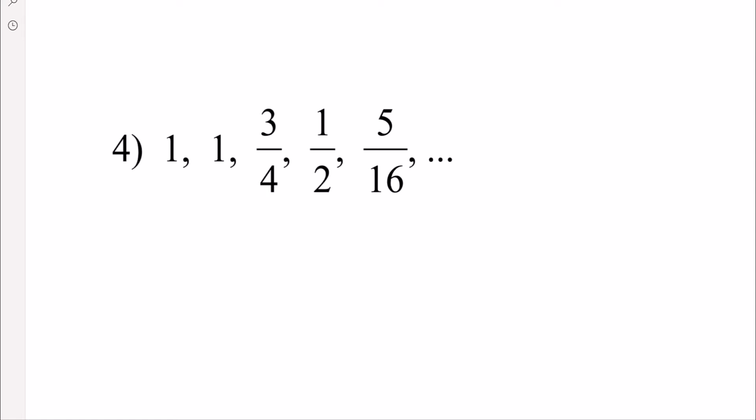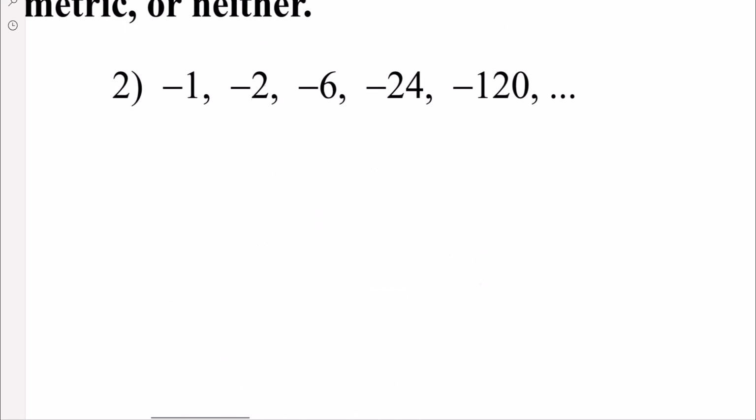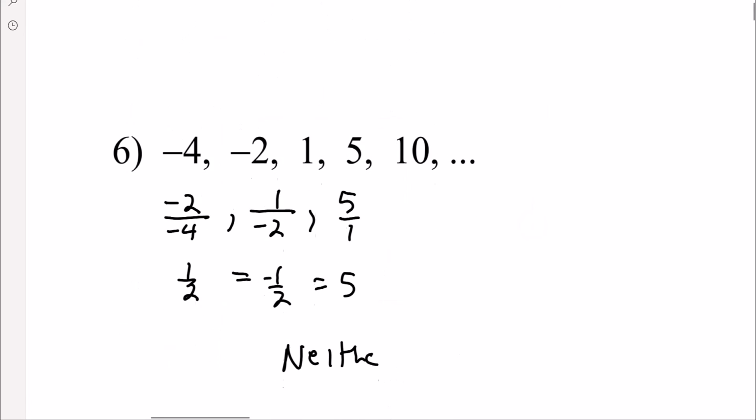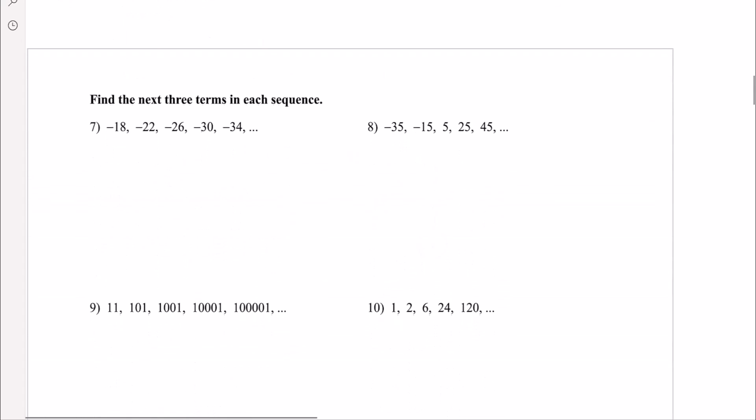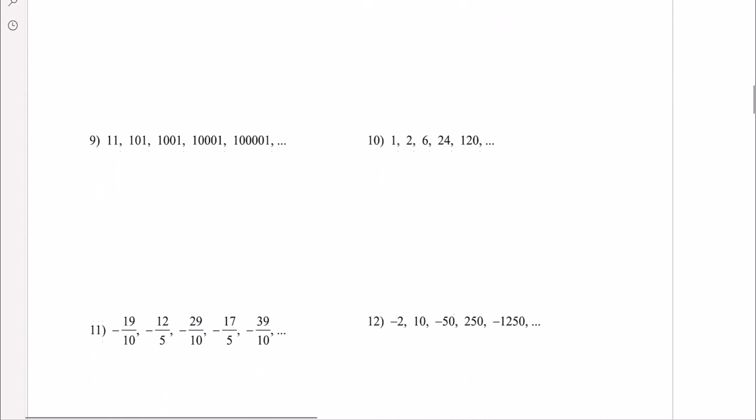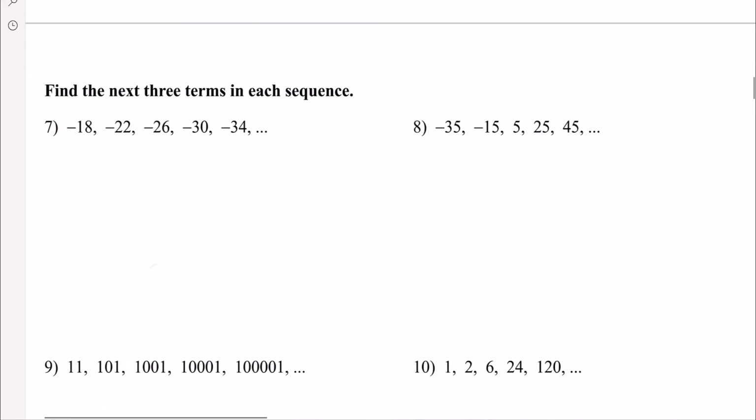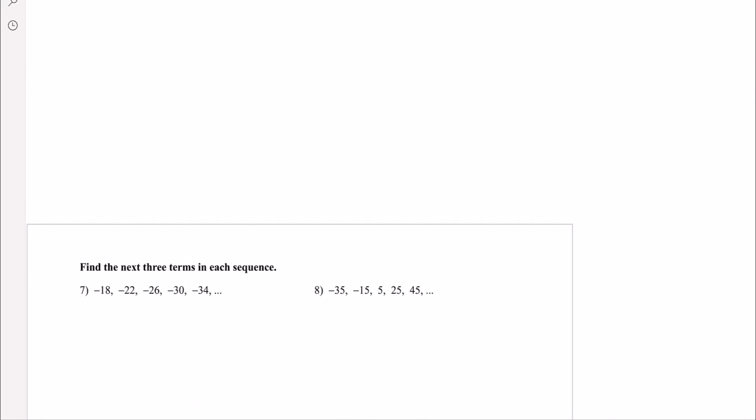Well, I can already tell this is going to be a neither because 1 divide 1 is 1, and then 3/4 divide 1 is 3/4. So this would be a neither. Well, I was hoping to have a geometric one here. Let's see if there's a geometric one. All right, I'm going to end it for this one, and then we'll go on to the next part.